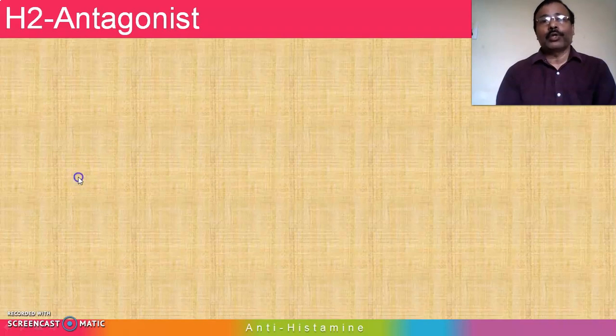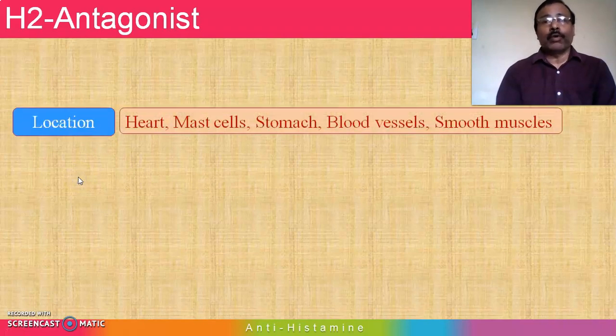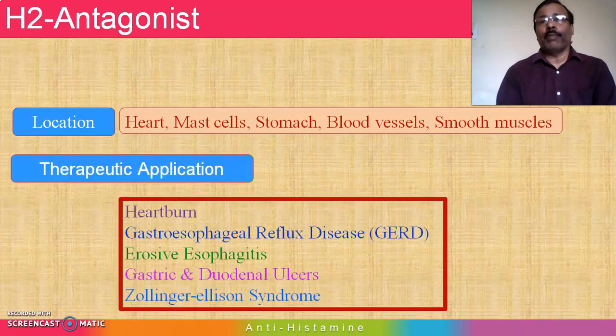Now let's see the location of the H2 receptor. It is located in the heart, then it is located in muscle, stomach, blood vessels and smooth muscles. Now just check out the therapeutic application of H2 antagonists. It can be helpful in heartburn. It can be helpful in GERD, that is gastroesophageal reflux disorder. Useful in erosive esophagitis, that is inflammation related with the esophagus. Then gastric as well as duodenal ulcer. Ulcer means there is an erosion of the epithelial layer, and Zollinger-Ellison syndrome. So this is the therapeutic application of H2 antagonists.